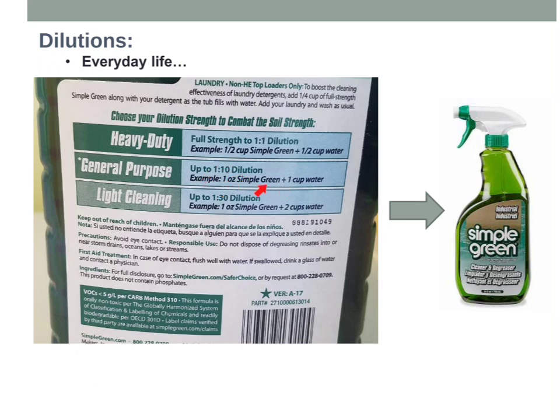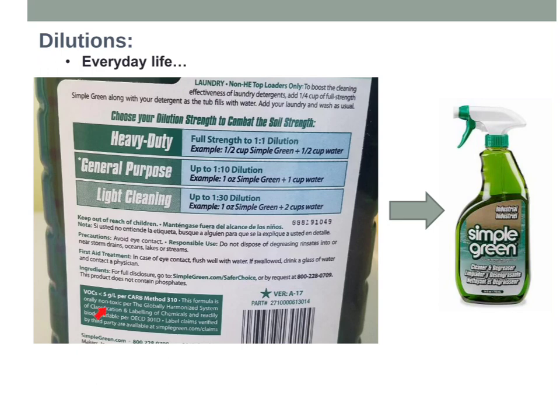Now this example is not quite right. I think there's like 8 ounces in a cup of water, so that's more like 1 to 8, but still, it's about. Or light cleaning 1 to 30. So here's different ways that you can make the concentration of your cleaner fit the purpose that you need it to satisfy, whether you're doing light cleaning or heavy duty cleaning.